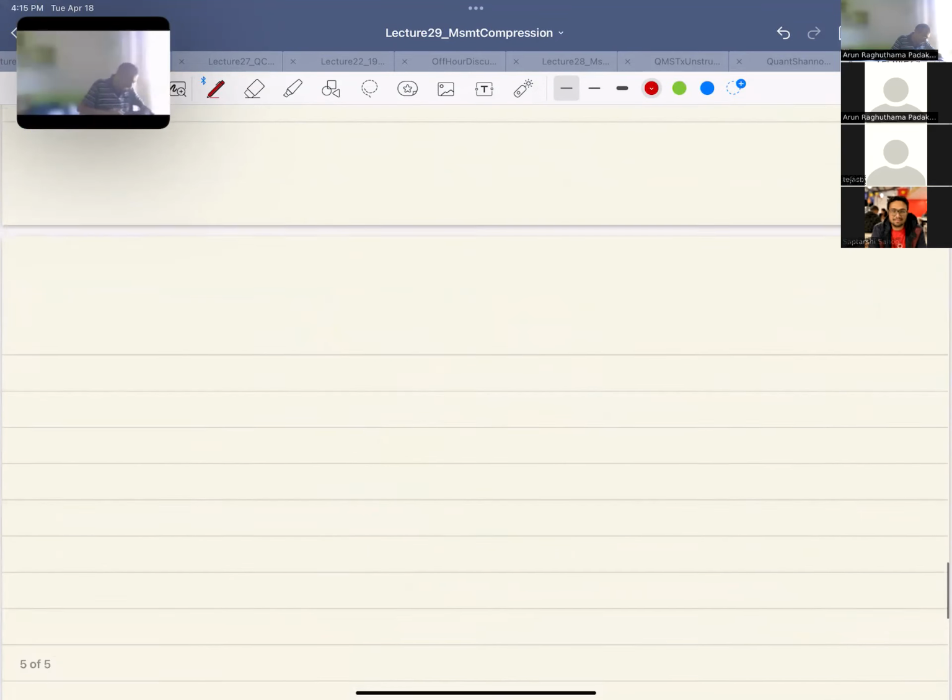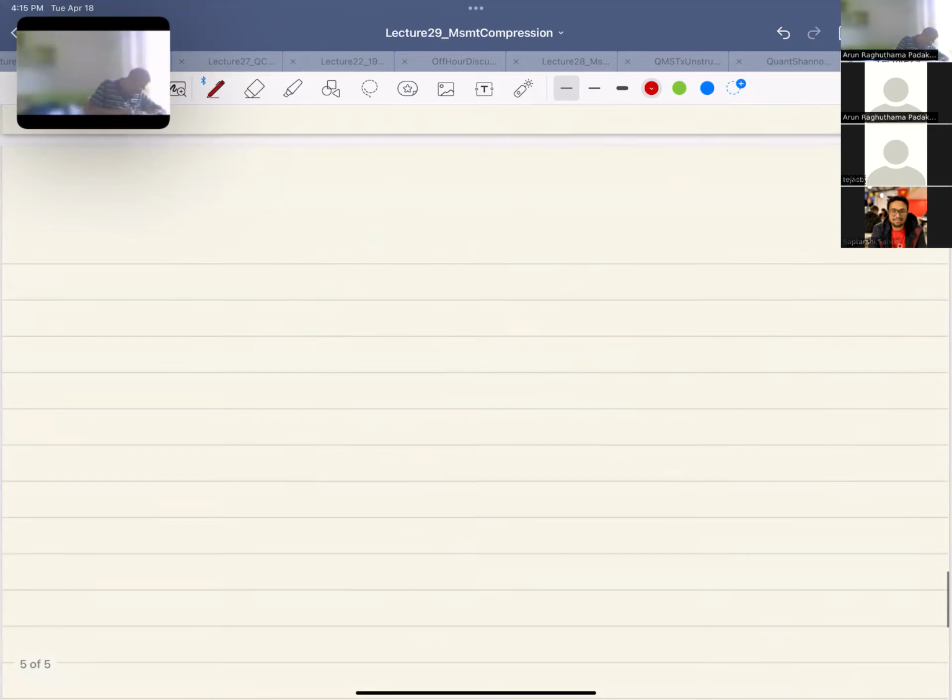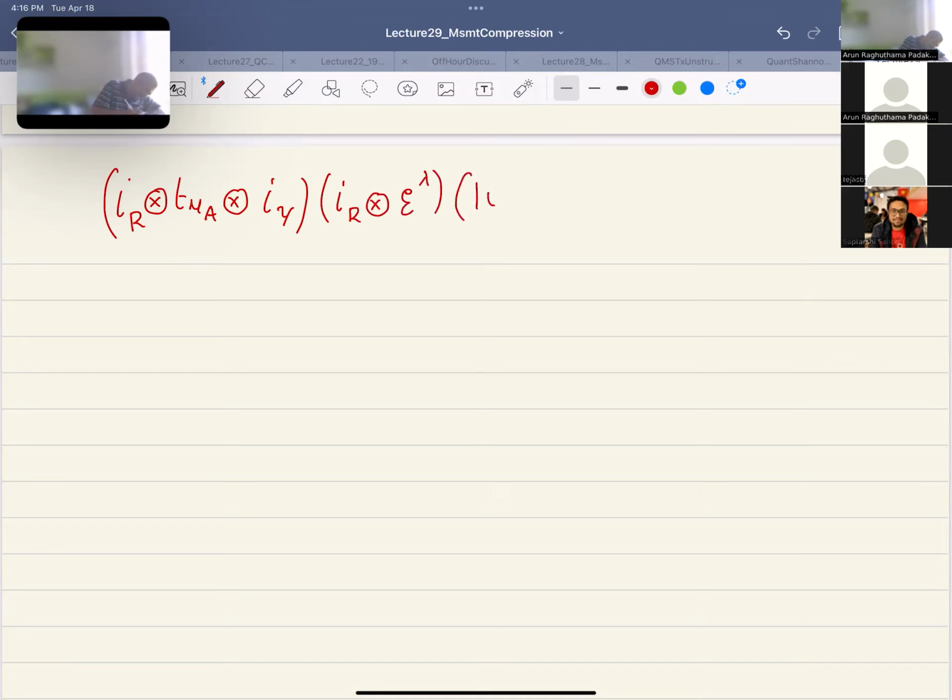So I will go ahead with the quantum problem. Remember what the quantum problem is? So I have I_R tensor trace_A tensor I_Y. I'll explain the connection between this problem and that problem through this now. So I_R tensor E_lambda operated on zero. So what is this? Let me do this calculation.